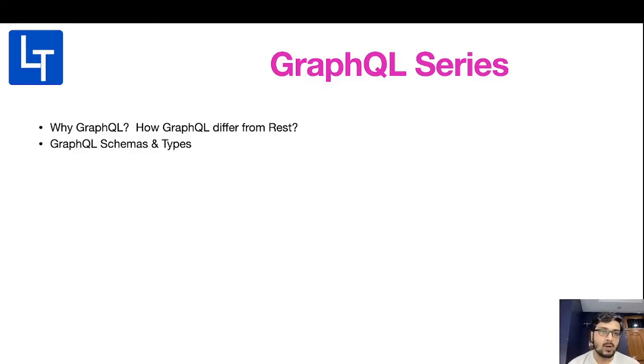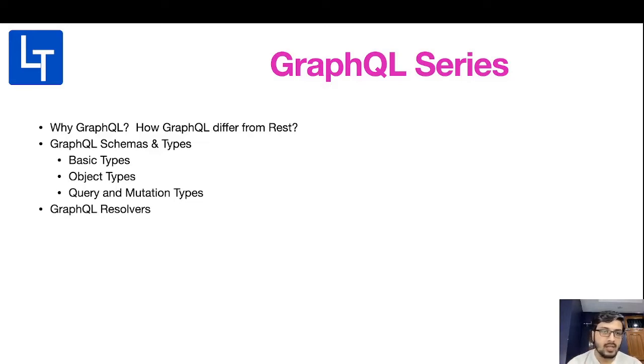We are going to cover GraphQL schemas and types, starting from the basic types, object types, and then finally query and mutation types. Query and mutation types, just for understanding: query is used for fetching the data and mutation types are used for modifying the data. Then we are going to cover GraphQL resolvers. It is similar to controllers in the REST API world. We will see how it is different from the controllers going forward.